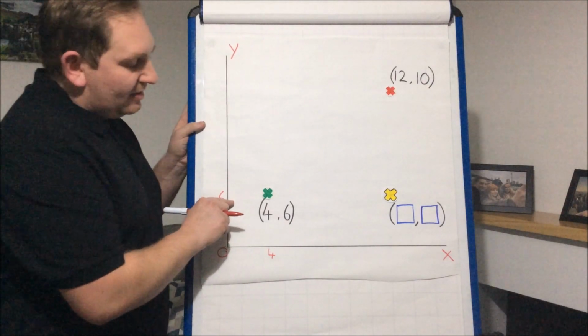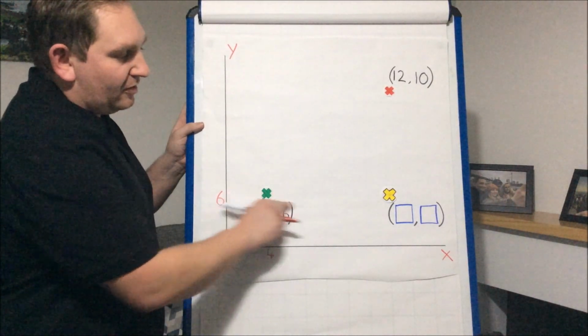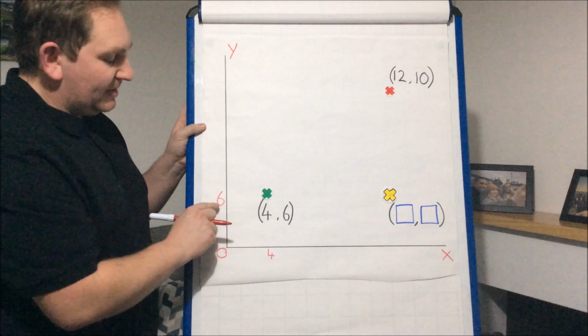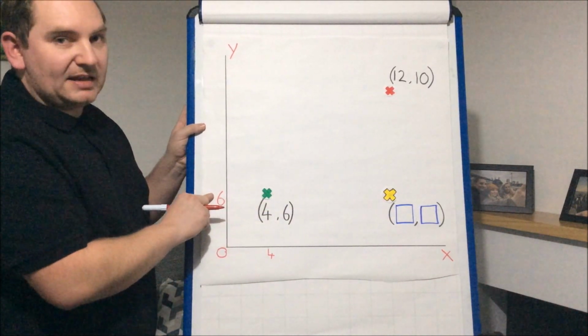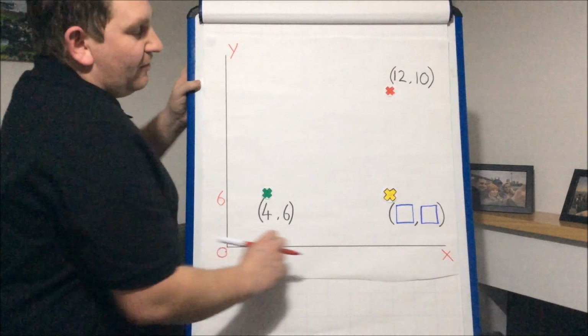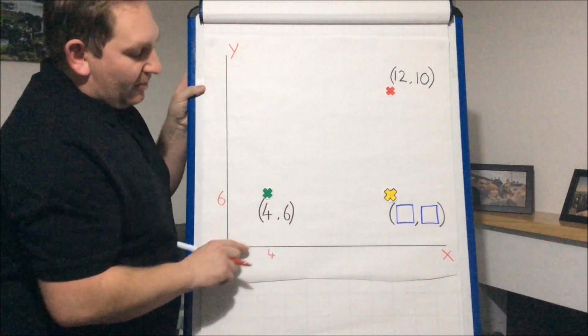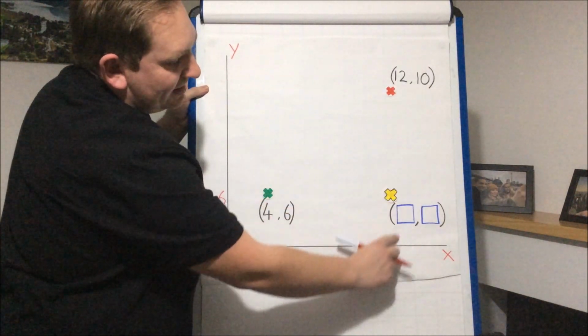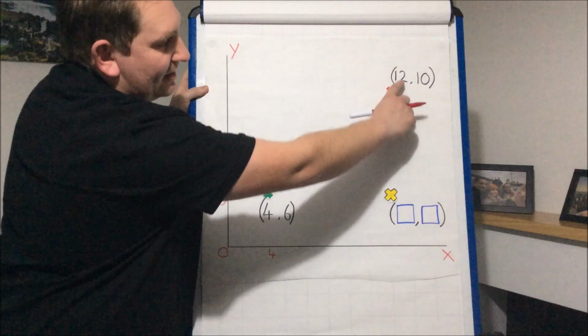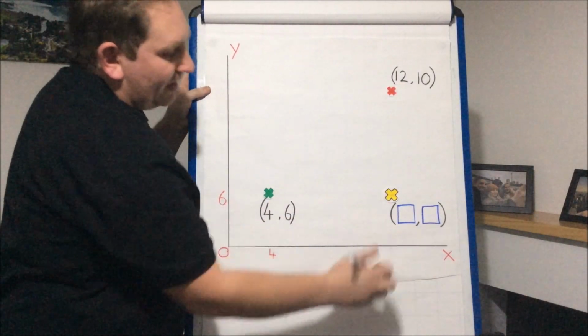So as I said, we can see that this green and yellow cross are on the same line, which means that the yellow cross is on the y-axis at 6. If we go over to the red cross and we work our way along the corridor, we can see that the red cross is here, which means that the 12 for the x-axis would be here.